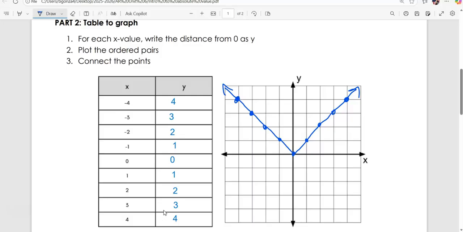Flip it over to part 3. I want you to write something down, like at least one thing down on the left and one thing down on the right. What do you notice about the graph, the way it looks, and what do you wonder about the graph, the way it looks?